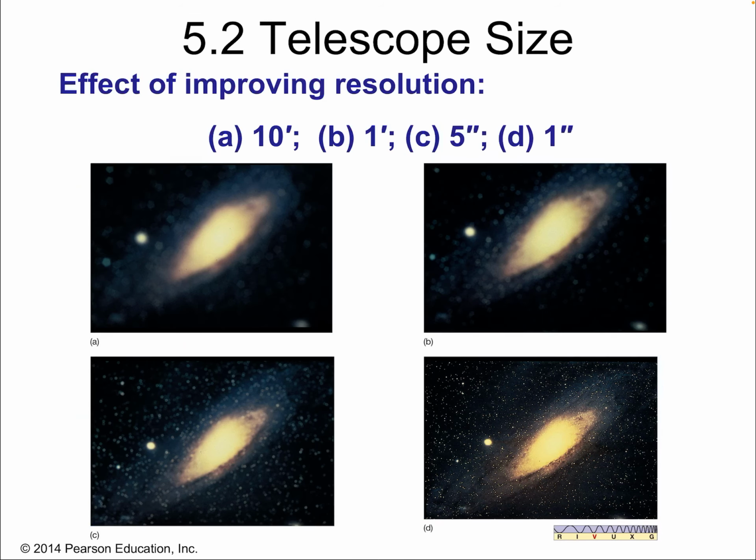All right, so here are the effects of improving resolution. Here we have 10 arc minutes, 1 arc minute, 5 arc seconds, and 1 arc second. You can see that as our resolution gets smaller, the image gets much crisper. In the last case, case D, we're distinguishing between dots that are only 1 arc second apart. So basically each pixel is only 1 arc second, so you get a really nice image.